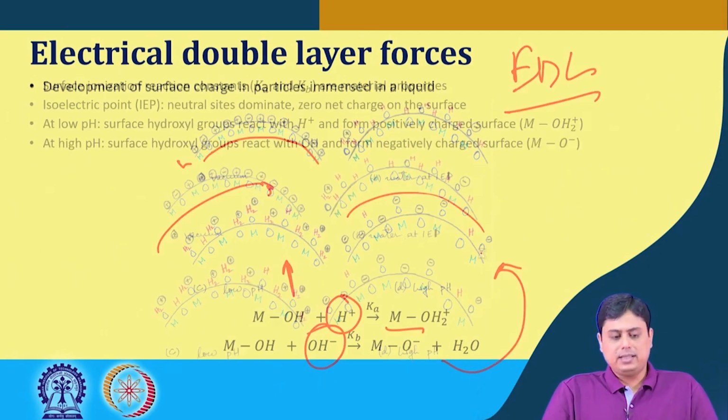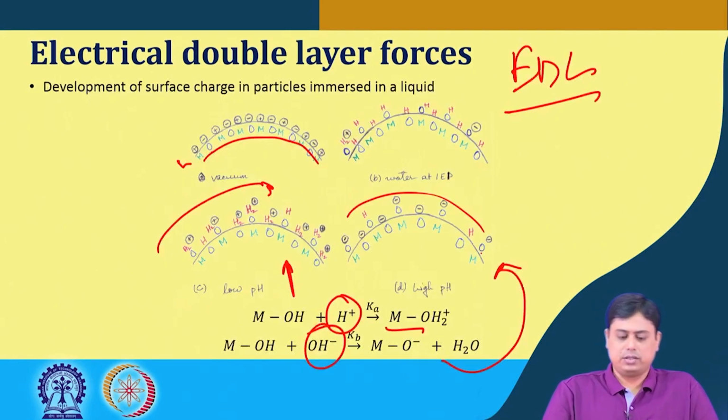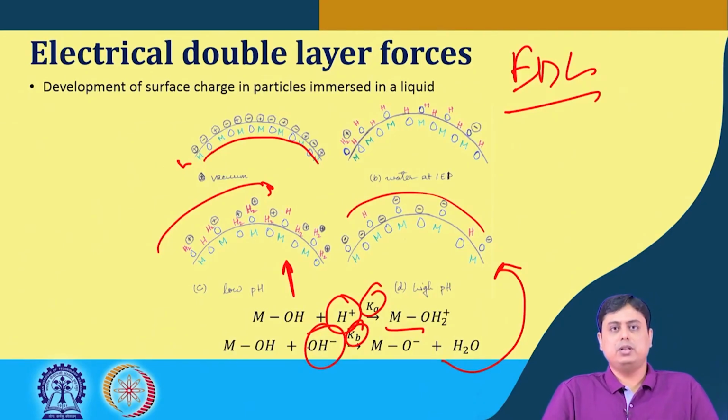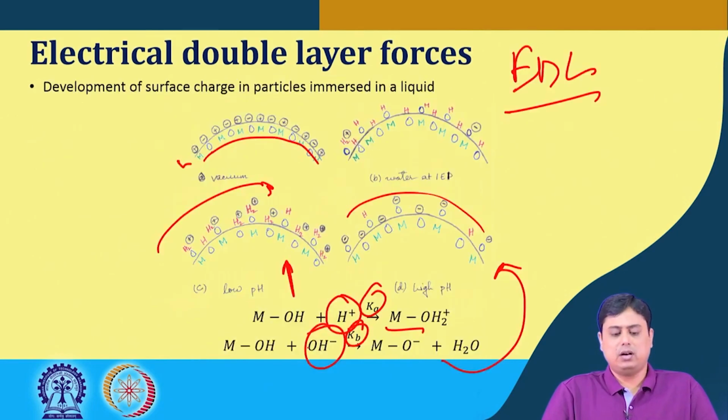Now the point is that these surface ionization reaction constants, which are Ka and Kb in this case, are material properties. It depends on the properties of the material. For example, it changes with silica oxide, it changes with alumina oxide. They have different values.